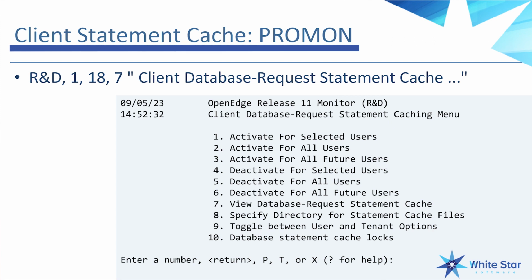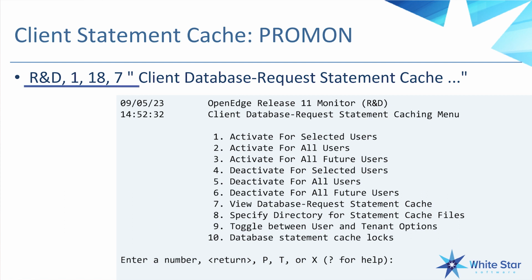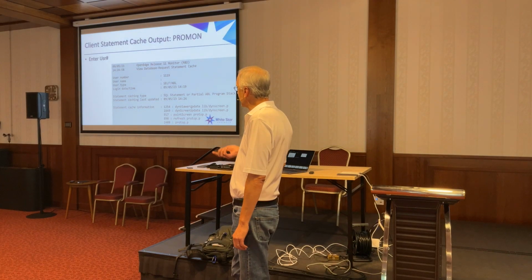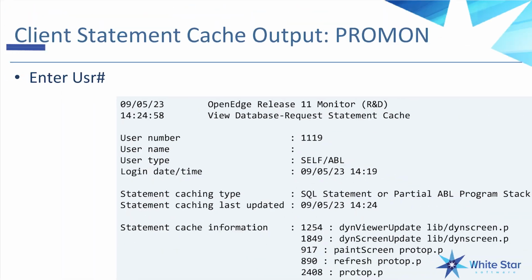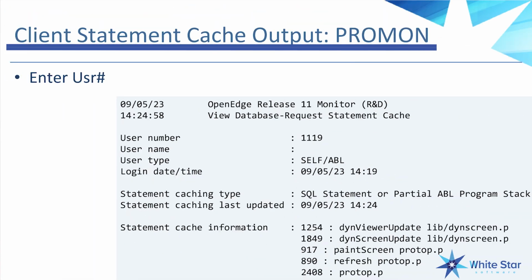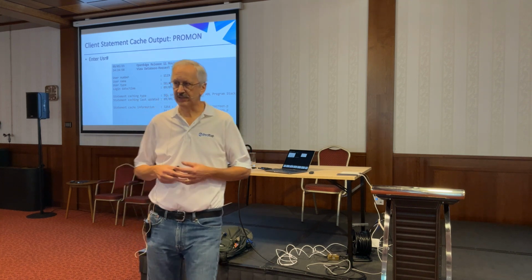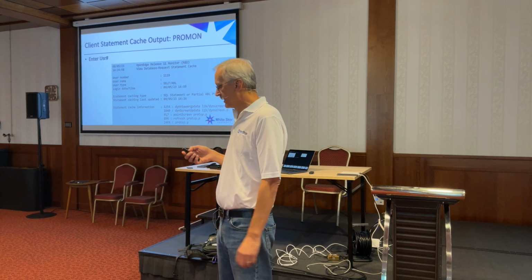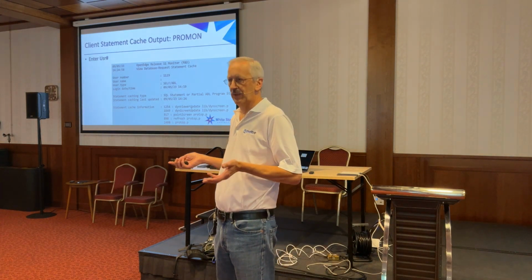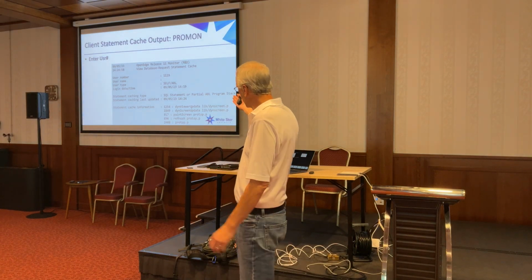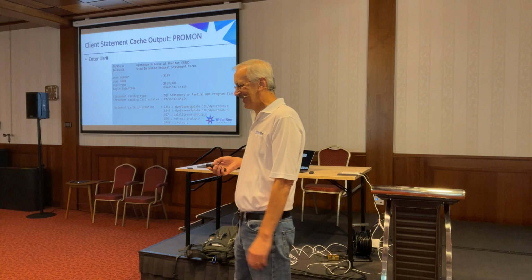So if you're going to use Promon to get the results from the client statement cache, you go to the R&D menu, number 1, option 18, 7, client statement cache. And you have this menu here of all the various ways that you can get it turned on and view the data. But viewing the data is number 7. So you click 7, and you put in the user number, and it tells you, very cleverly, that line 1254 of Dying Viewer Update in lib/dying_screen.p is what that user is running. That's the last time they talked to the database. That's the line of code that was being executed there. So you immediately know if that person is causing a problem, what they were doing. And then you can call Rob and you can say, Rob, line 1254, what are you doing? And then I'll say, Tom, what are you doing?